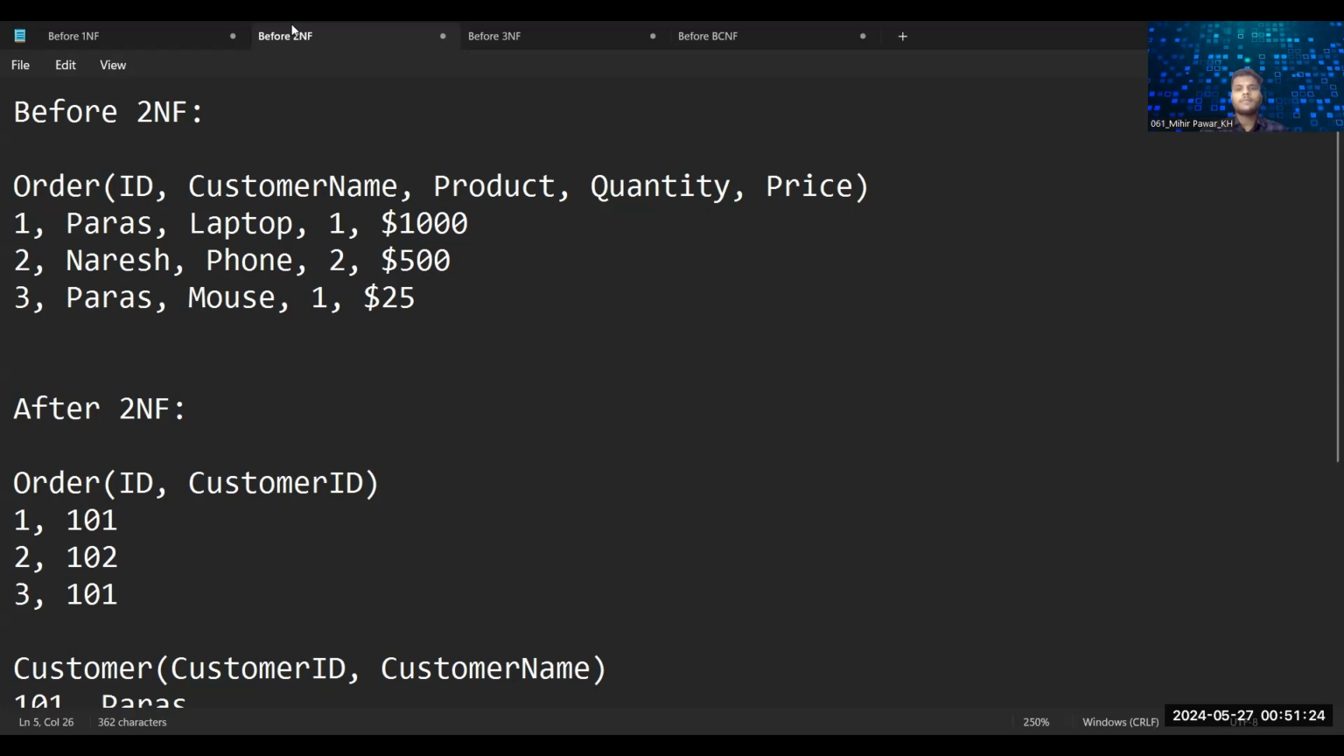Let's consider an example. Consider this an order table. Here in this table, the customer name is repeated for each order made by the same customer. To avoid this repetition and to meet second normal form, we split the table into two. So in two tables. What are these tables?